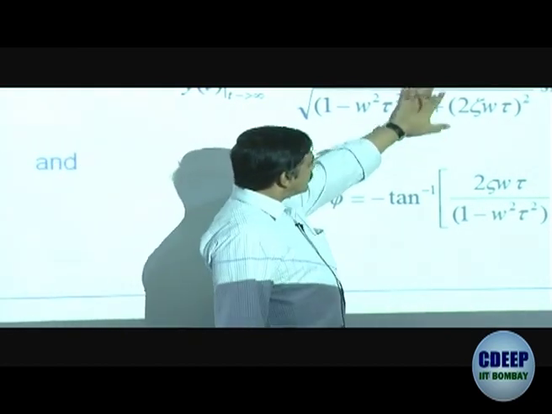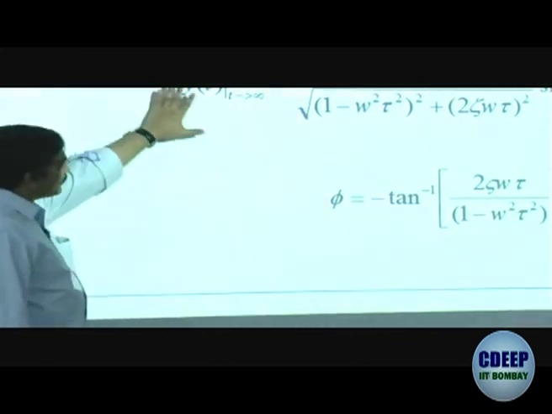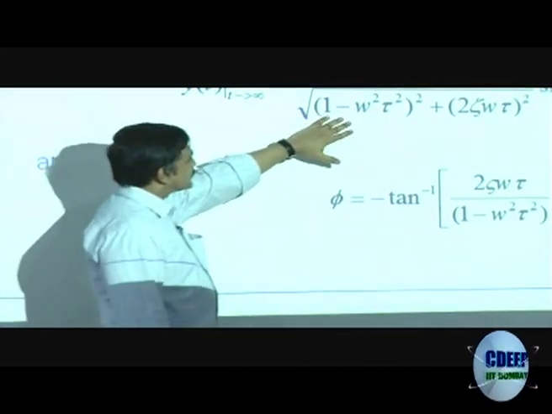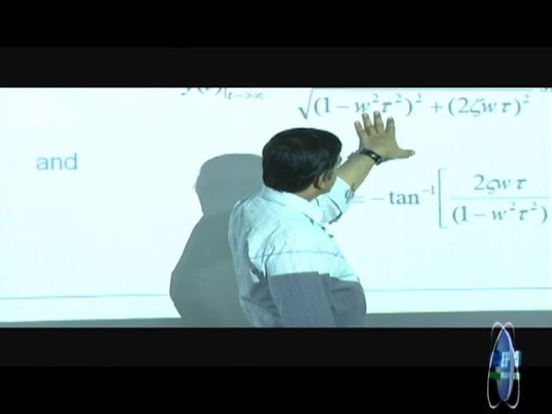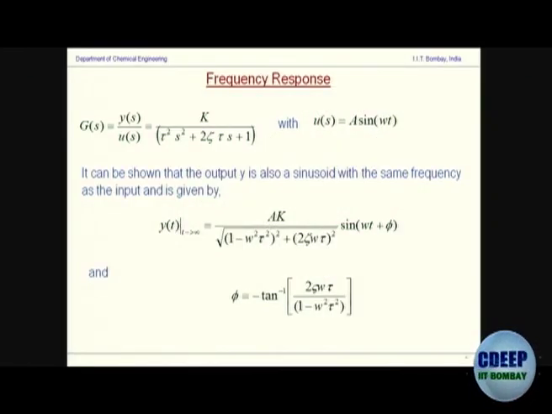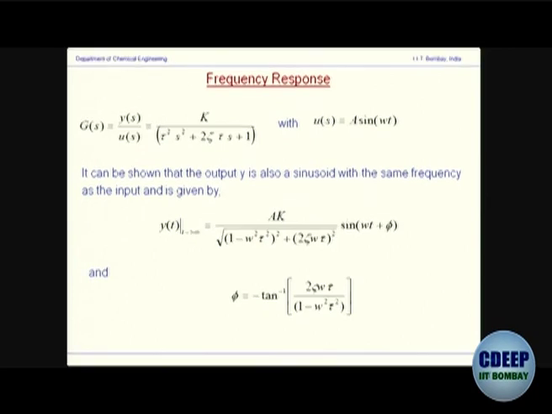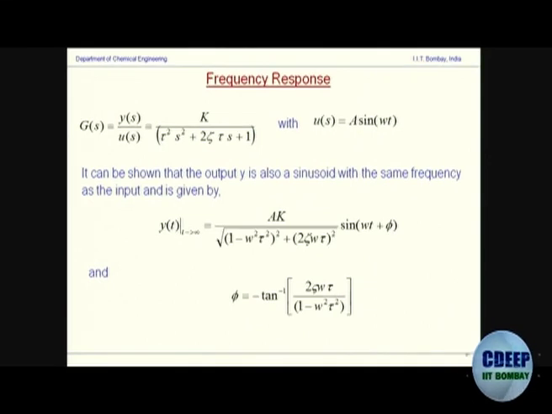Now, you look at this expression over here. This expression is different, there is a 1 minus omega square tau square plus 2 zeta omega tau. I do not want to discuss that here. We will discuss that when we are looking at frequency response, but if you have done this in RLC circuits, you know that at some point somebody mentioned resonance frequency. What is that resonance frequency?